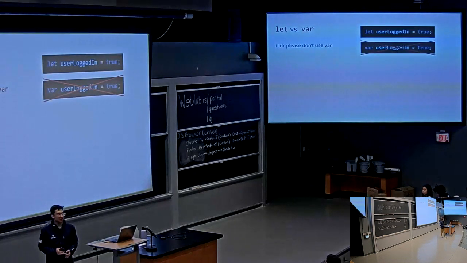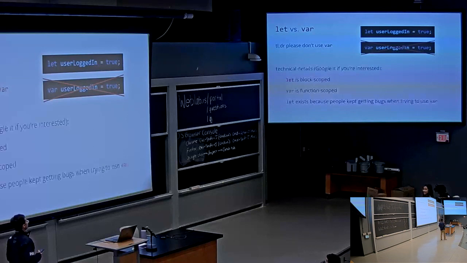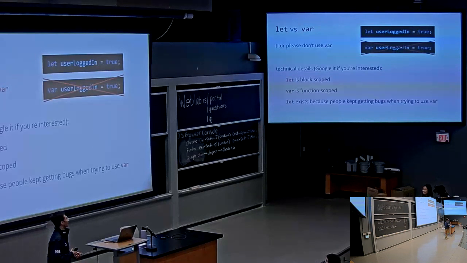Another thing that you can use, and you might see online, is the keyword var. The TLDR of this is just don't use var. The technical details of this, if you really want to get into it, you can Google it. But let is block scoped, so we talked about block earlier. You can only see those things within the block that you're in. Var is function scoped. And the reason why let now exists is because people kept getting bugs when trying to use var.